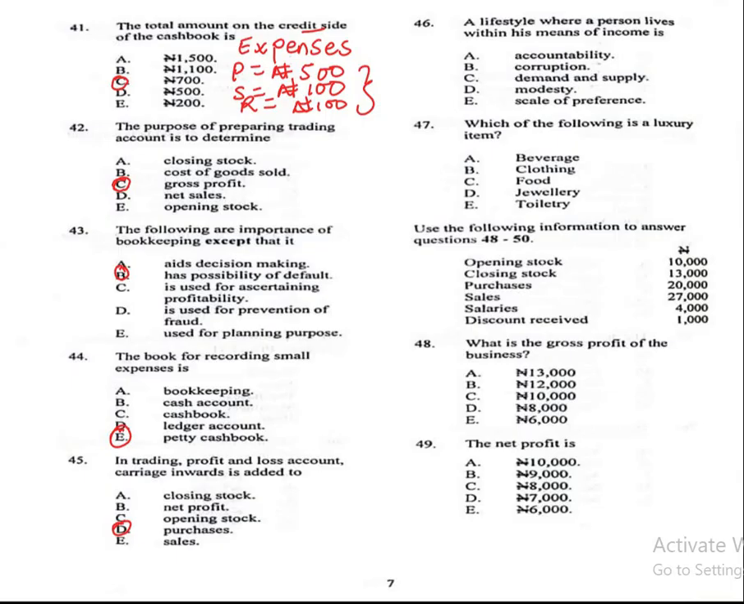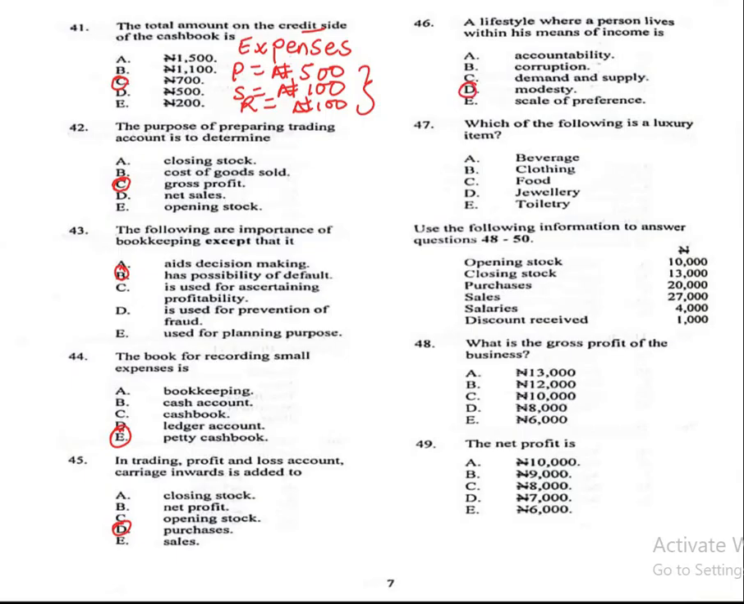Question 46. A lifestyle where a person lives within his means of income is A, accountability, B, corruption, C, demand and supply, D, modesty, E, scale of preference. The correct answer is D, modesty.